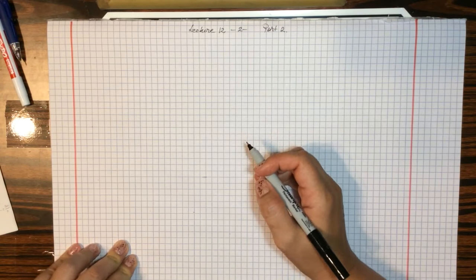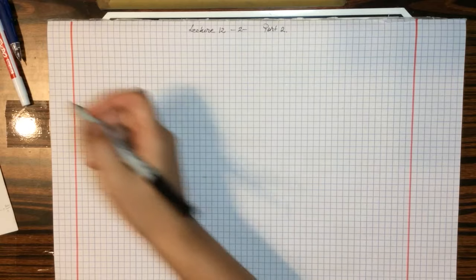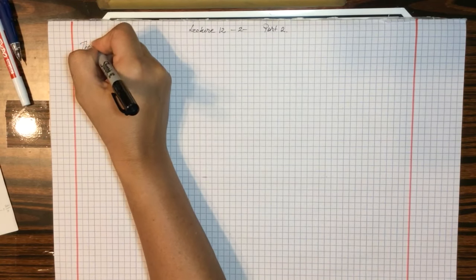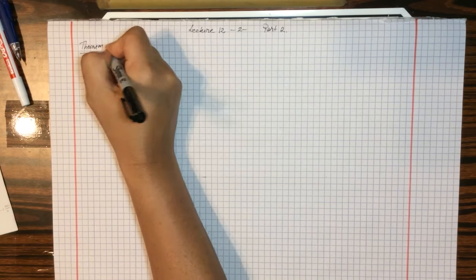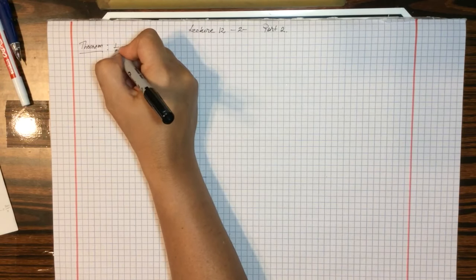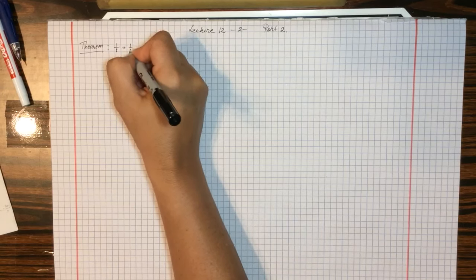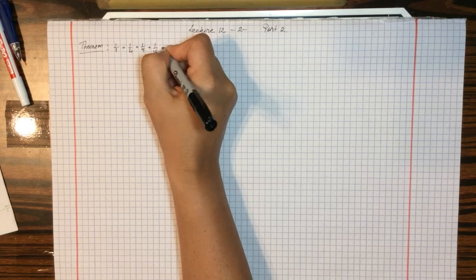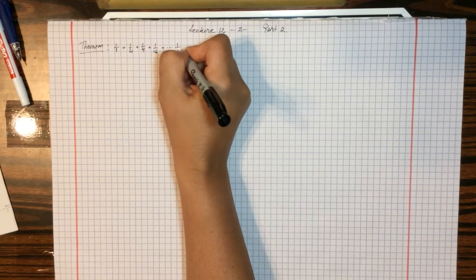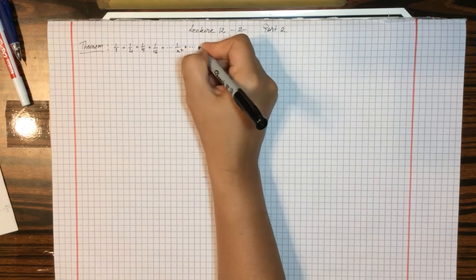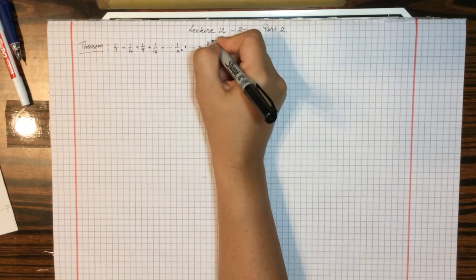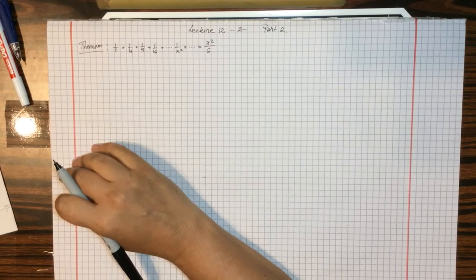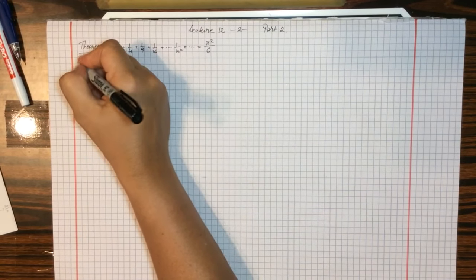Back to part 2. So finally we want to show the following. So here's the theorem. We want to show that 1 over 1 plus 1 over 4 plus 1 over 9 plus 1 over 16 plus in general 1 over k squared is equal to pi squared over 6. So this is some finite number. Okay, so proof.